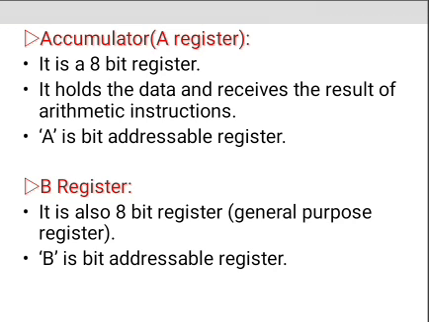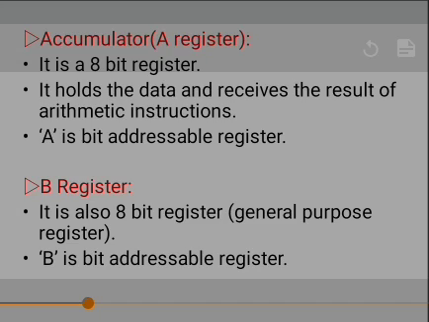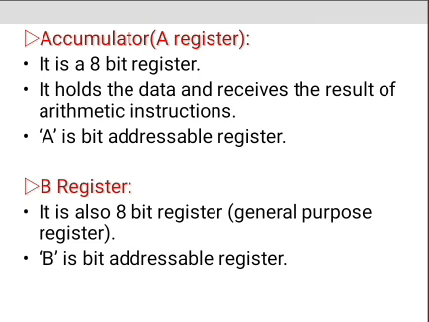And next is the accumulator. The accumulator is used in all arithmetic and logic operations and has a direct connection to the ALU. It is referred to as A. One of the data is stored in the accumulator. After the operation is performed, the result is stored in the accumulator A. That means it stores 8 bits of information. That means it is an 8-bit register.